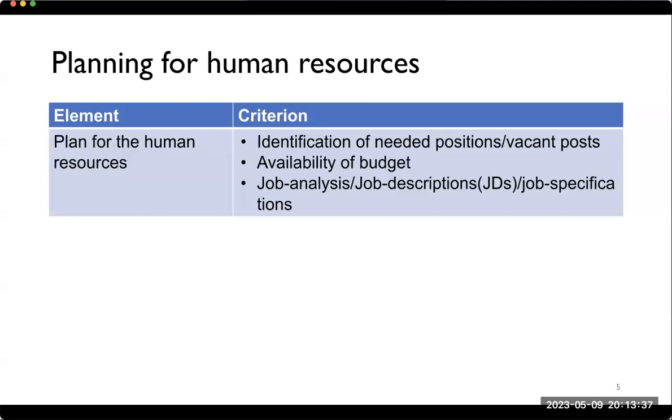So the first element is around planning for human resources, because it's very, very important that right away, as we write the proposal or as we implement the research project, we right away plan for the human resources in terms of which positions do we need to bring on board for the project, what kind of budget do we have for human resources, and also what kind of job description or job analysis do we have to conduct so that we bring on board the right persons to fill these vacant positions.